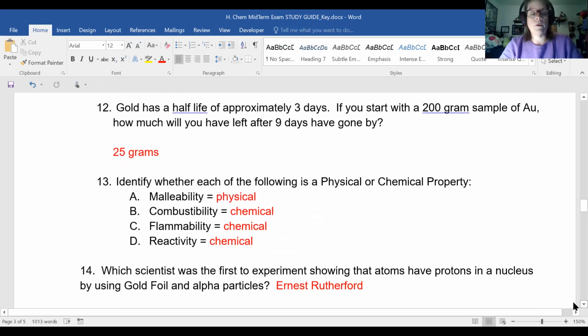All right, number 12, gold has a half-life of approximately 3 days. If you start with a 200-gram sample of gold, how much will you have left after 9 days? Remember, half-life is the amount of time it takes for 1/2 of that element to decay.